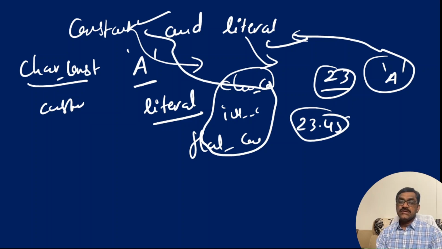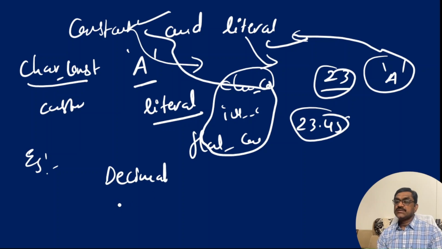Now, after this, we will discuss how to declare the integer constants, or some examples for integer constants. Just now, as I have said, integer constants are divided into decimal, second one is octal, and third one is hexadecimal.